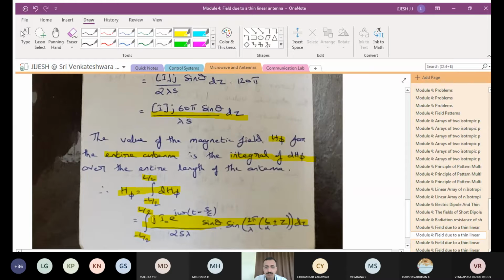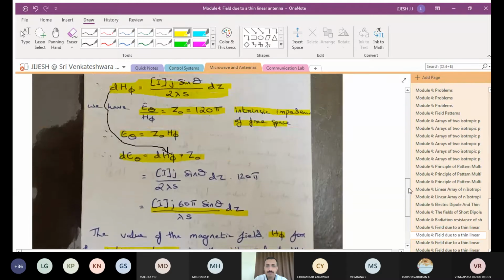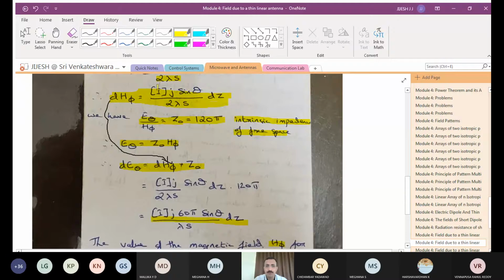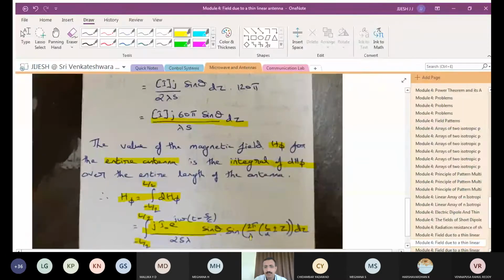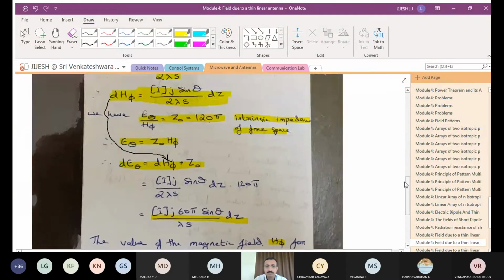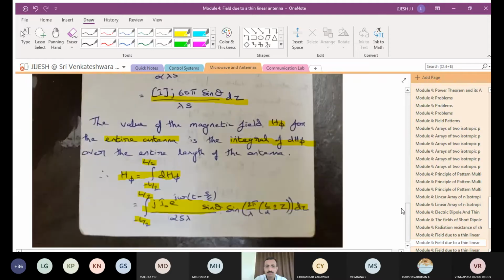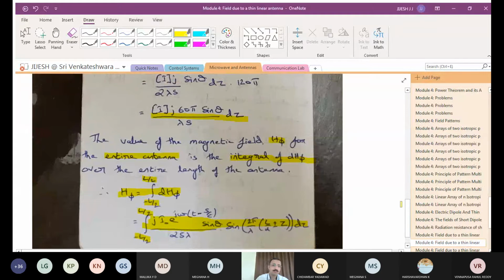You can do the substitution. The rest of the things are the same. Only I have substituted I. So the equation for I has been substituted here. That's it. The rest is dH phi: j sin theta dz over 2 s lambda, everything is the same. So substitute that, and now it's time for us to do the integration. All of you are well aware of this, you can do the integration well, so there are no issues.